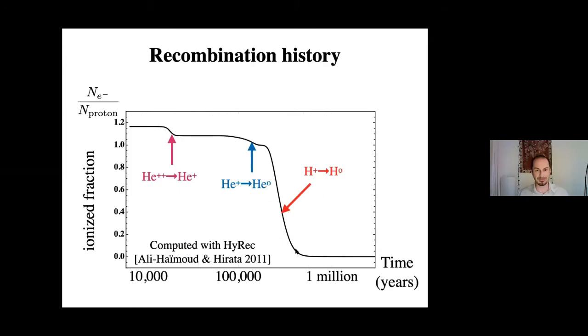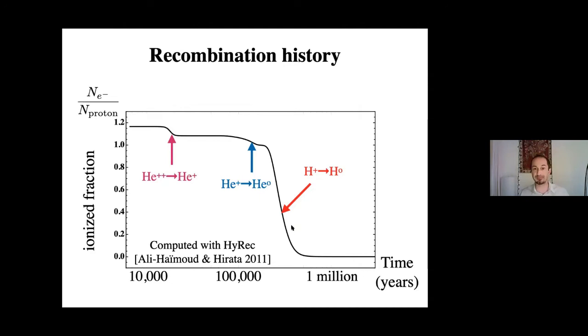This happens, of course, not instantaneously, and we can in fact compute very precisely how this happened as a function of time. This is showing the ionized fraction, which is the number density of free electrons divided by the number density of protons plus hydrogen atoms. You see it starts at 1.16, because helium has two electrons and there are eight helium atoms per 100 protons. Okay, so these are the three recombinations I was talking about.